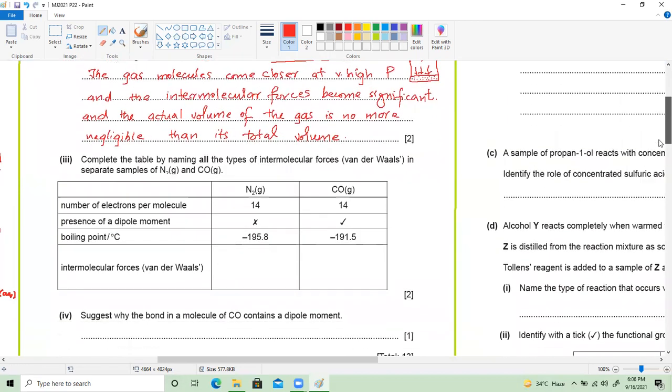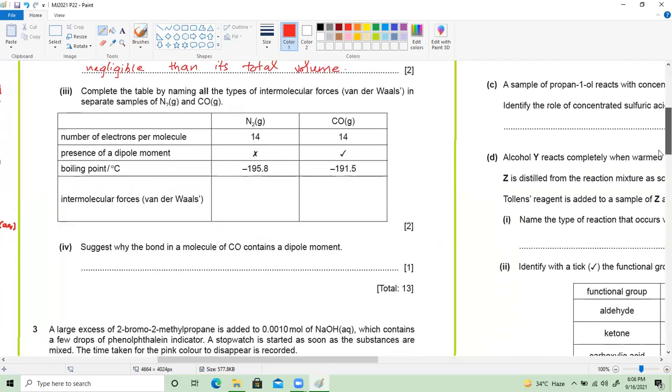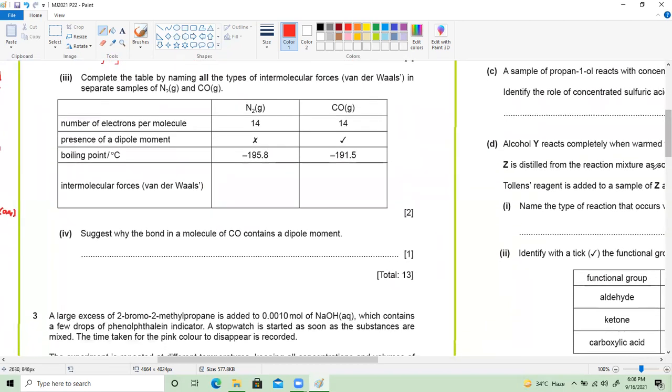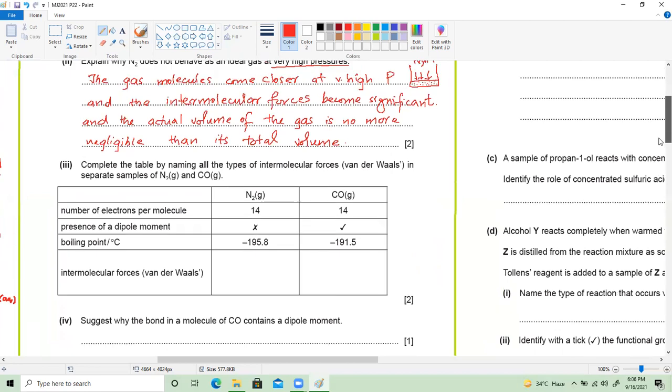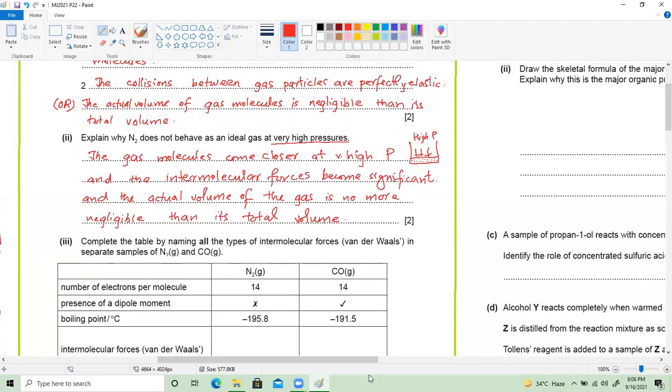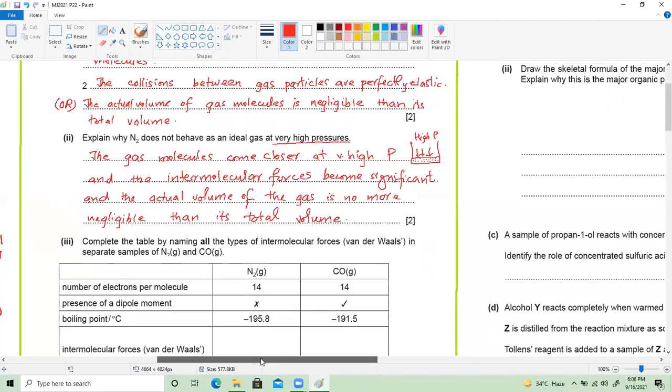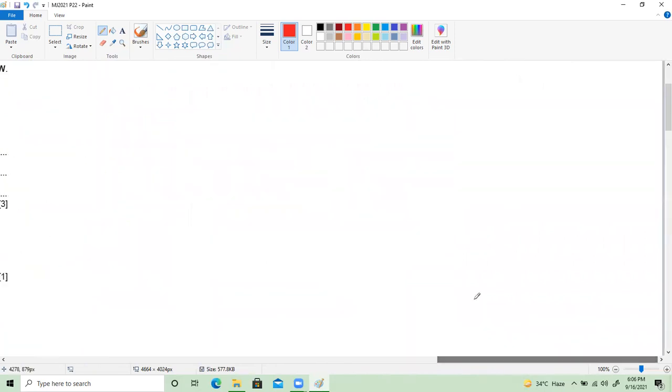Okay, complete the table by naming all the types of intermolecular forces, van der Waals. ये जो आपने बात लिखी है, एक्चुअल वॉल्यूम इज नो मोर नेग्लिजिबल देन इट्स टोटल वॉल्यूम, ये मतलब हाई प्रेशर पर आके होता है. Okay, let me explain it to you as well.